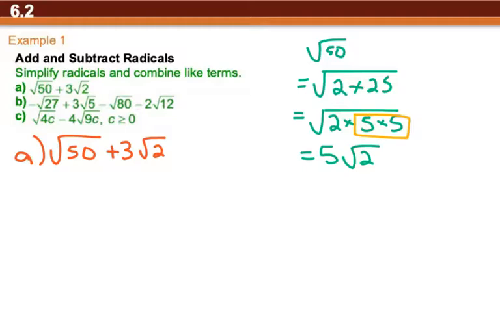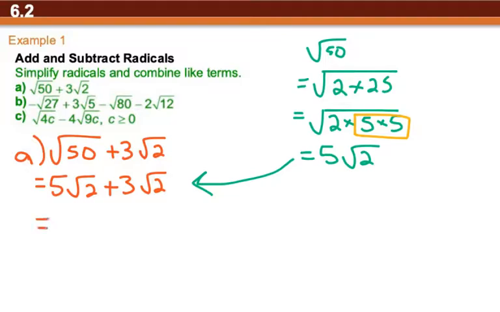Now that we have the equivalent form of root 50 as a mixed radical, we can substitute it back into the original expression. So instead of root 50, we have 5 root 2 plus the 3 root 2, which we don't need to simplify at all since it's already mixed and in simplest form. And we do now have like radicals. We both have sets of root 2. So to add this would be exactly the same as if it was 5x plus 3x. Add the coefficients. 5 plus 3 would give us 8. The root stays untouched. We have 8 root 2.